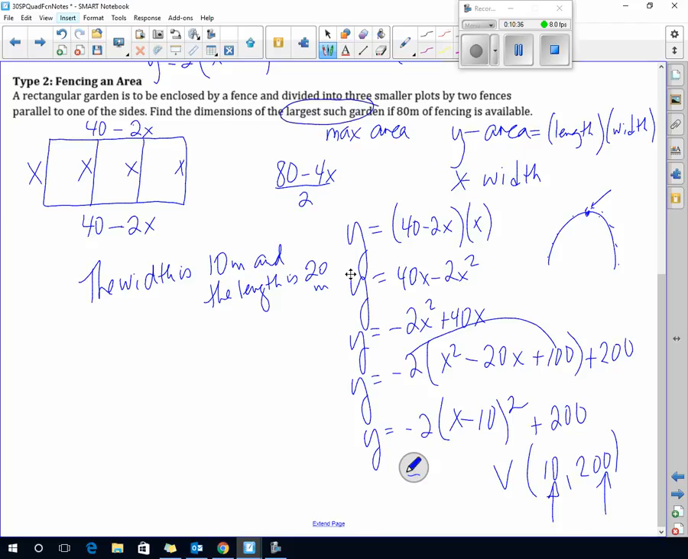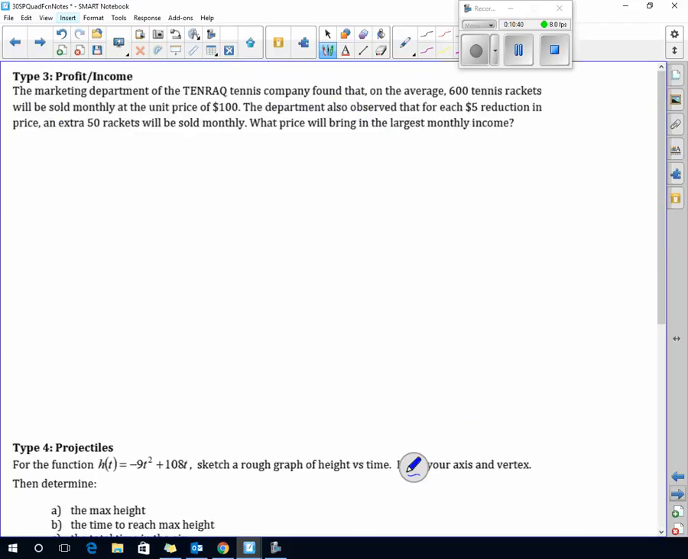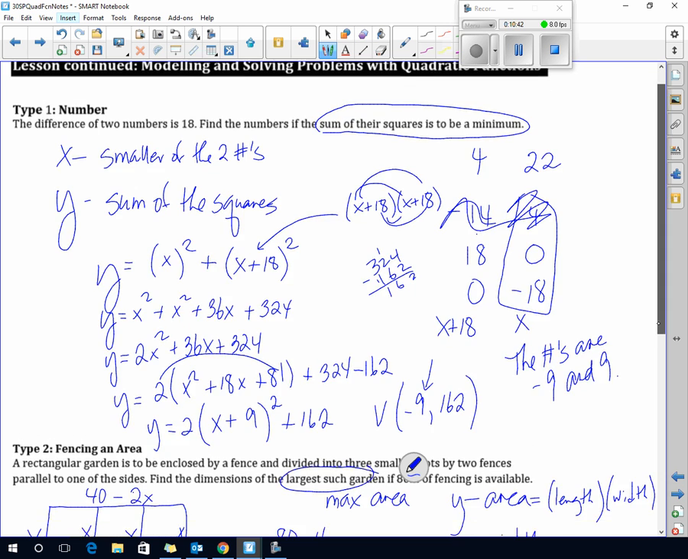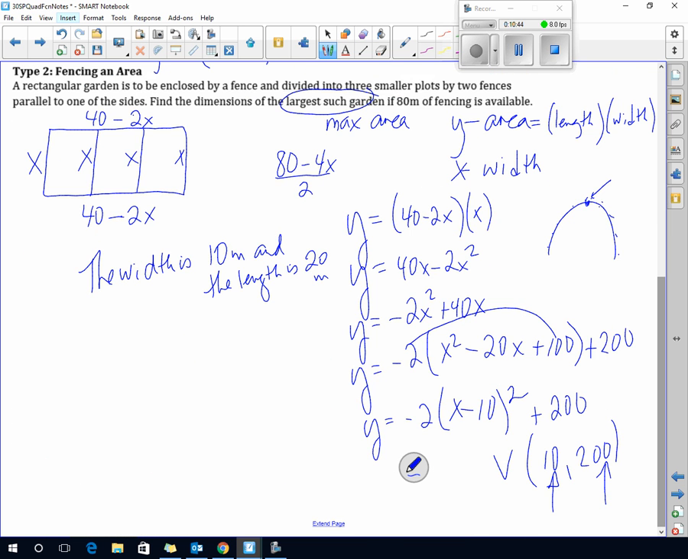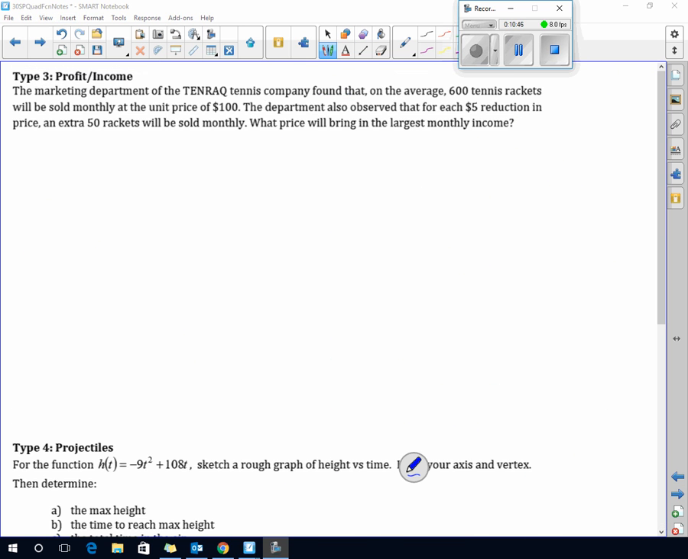Okay, profit income. So we just did one. Let's try it again. The marketing department of the Ten-Rack tennis company found that, on average, 600 tennis rackets will be sold monthly at the price of $100. The department also observed that for each $5 reduction in price, an extra 50 rackets will be sold.